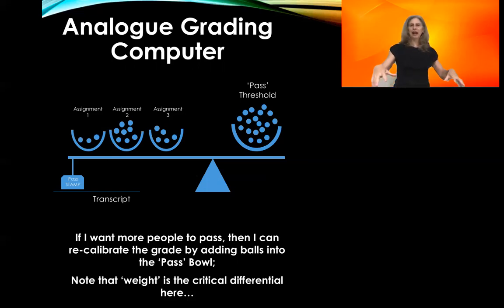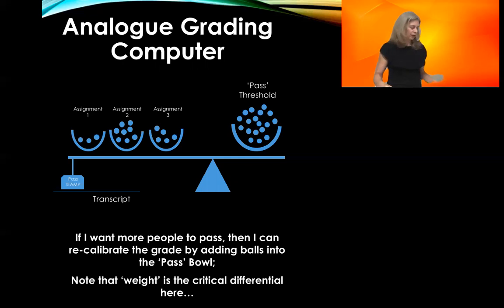In the same way that we had the mechanical loom that is enacting a rule-based process, I want to have an analog grading computer. It sits on my desk. It looks like a seesaw, and I've got a bowl on one side, and I put 60 marbles in the bowl, and that's your pass threshold. If you can get to 60 marbles worth of points, you're going to pass the course. And then on the other side, I've got 3 little bowls that are not balancing yet. And they're assignment 1, 2, and 3.